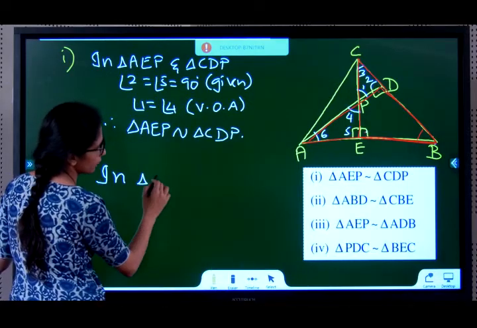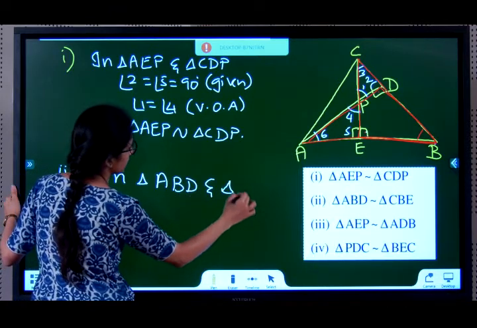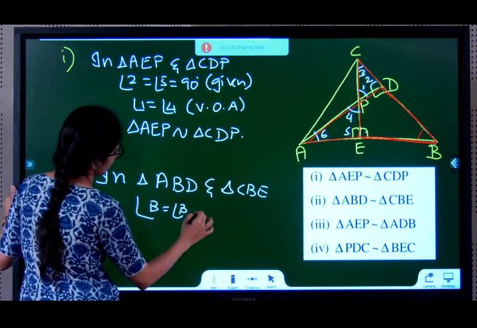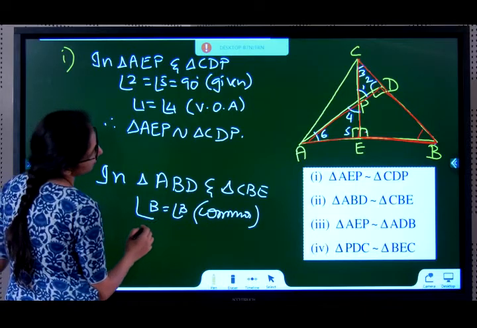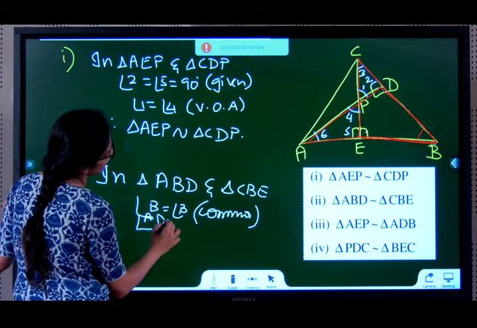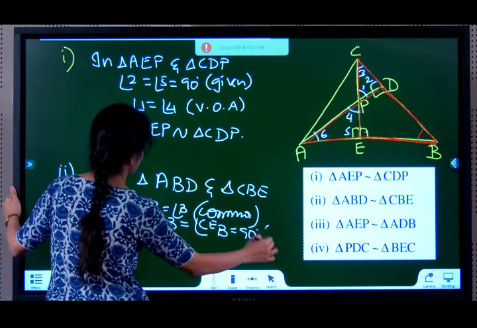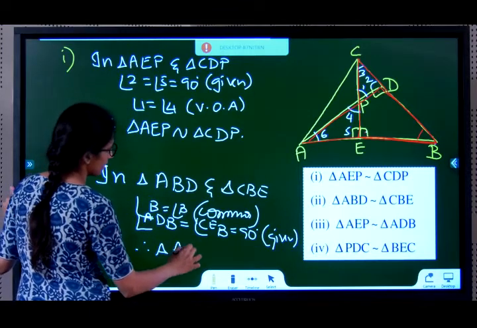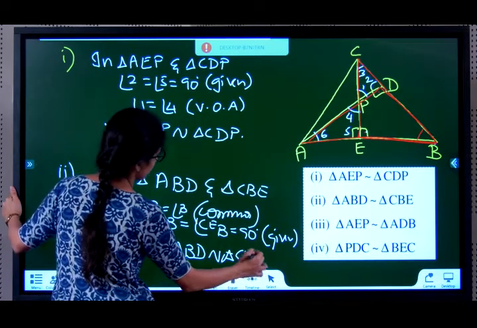So we already have two angles there. Write down: in triangle ABD and triangle CBE, angle B equals angle B, common. What's the other criteria? The 90. Angle ADB is equal to angle CEB equal to 90 degrees, given. Therefore, triangle ABD is similar to triangle CBE.